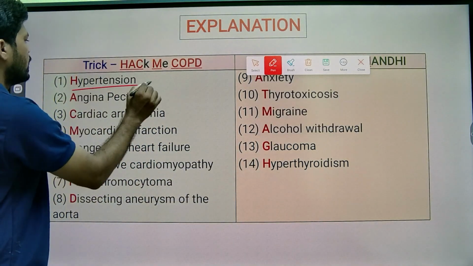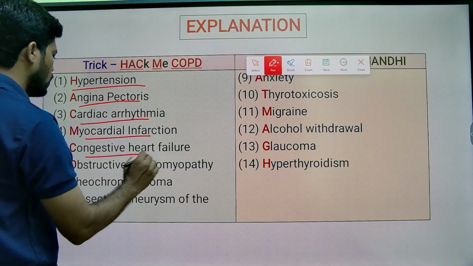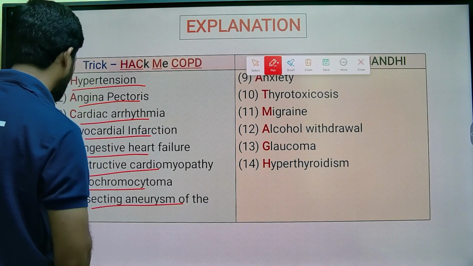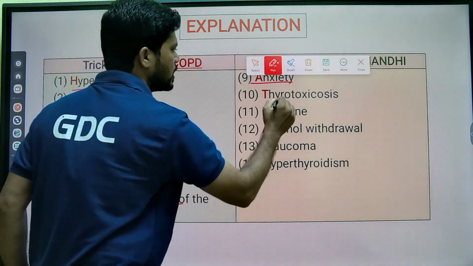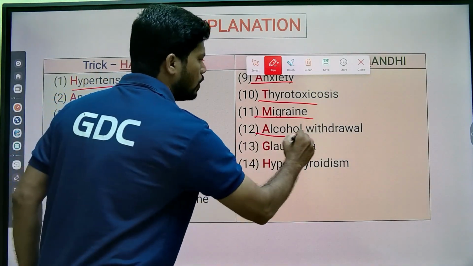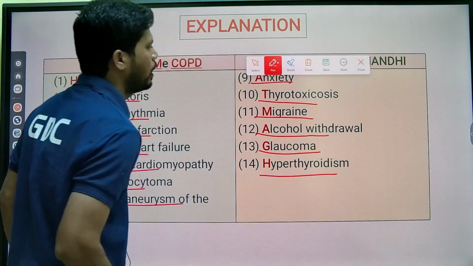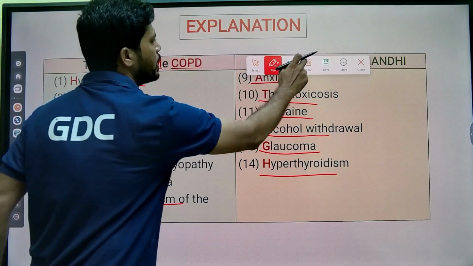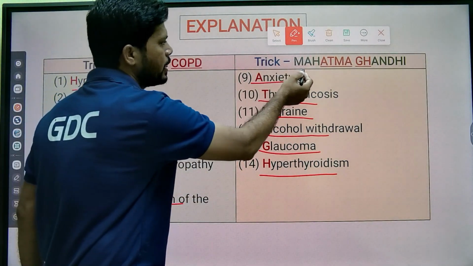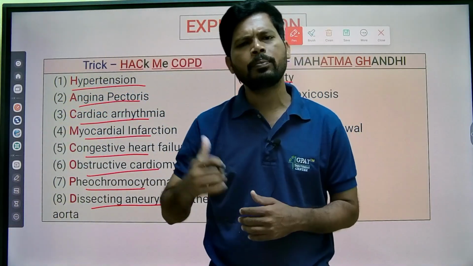So beta blockers are used in hypertension, angina pectoris, cardiac arrhythmias, myocardial infarction, congestive heart failure, obstructive cardiomyopathy, pheochromocytoma, dissecting aneurysm of the aorta, and also used to control anxiety, help in treatment of thyroid disorders, prophylaxis of migraine, alcohol withdrawal symptoms can be controlled, helps in treatment of glaucoma as well as hyperthyroidism. So these are the clinical applications of beta blockers. This side the trick is ACME COPD and this side the trick is Mahatma Gandhi. So there are many clinical applications for the beta blockers.